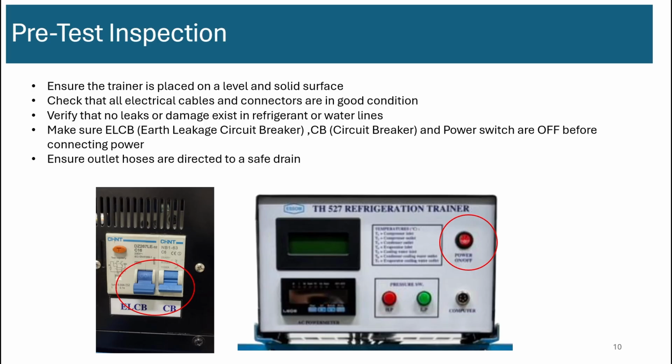You have to make sure that the circuit breaker and the earth leakage circuit breaker, the CB and ELCB, are all switched off before connecting the power. You also have to make sure that the power switch is switched off before you plug in the cable. Once all those are ready, you can plug in the cable. You also have to make sure that the water hoses are directed to a safe drain and will not flood the lab.